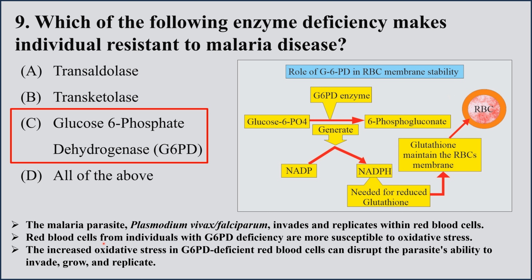Red blood cells from individuals with G6PD deficiency are more susceptible to oxidative stress. So individuals deficient in this G6PD enzyme will have no reduced glutathione and there will be increased oxidative stress. The increased oxidative stress in G6PD-deficient red blood cells can disrupt the parasite's ability to invade, grow and replicate. So when the oxidative stress in the RBCs is increased, it disrupts parasitic growth and replication.